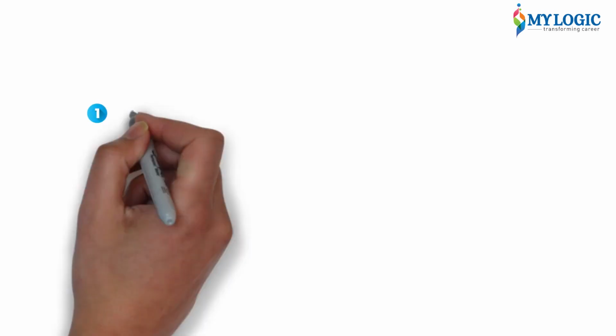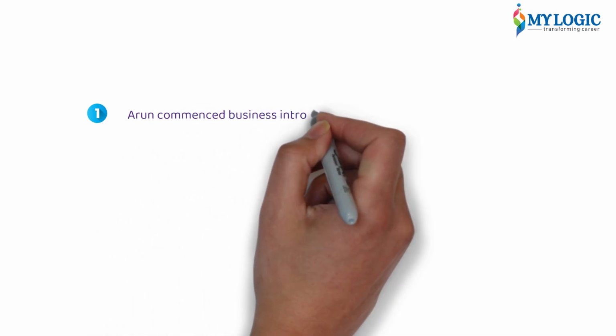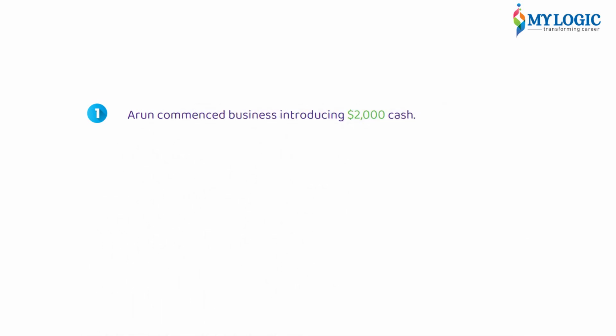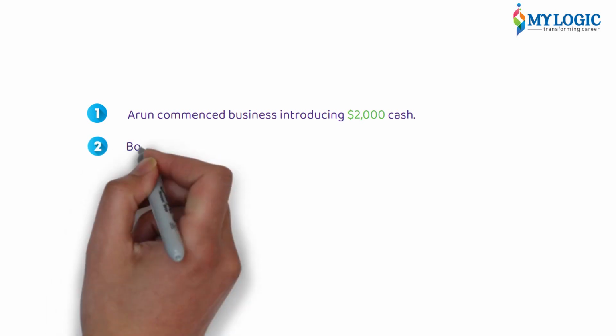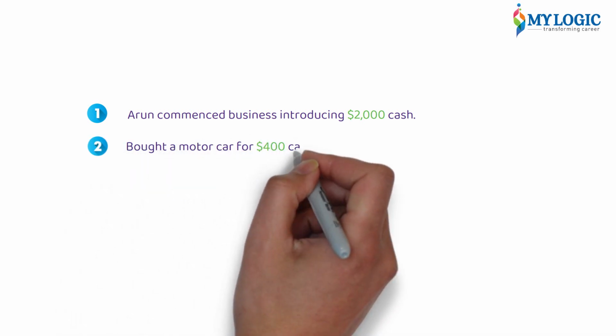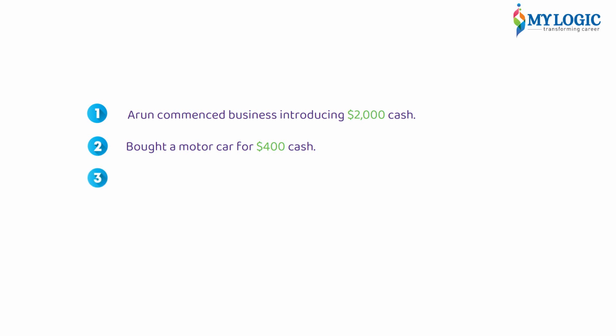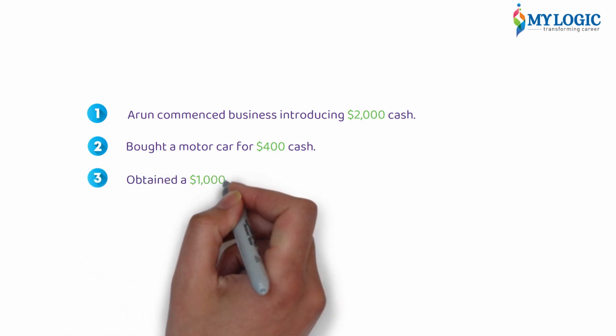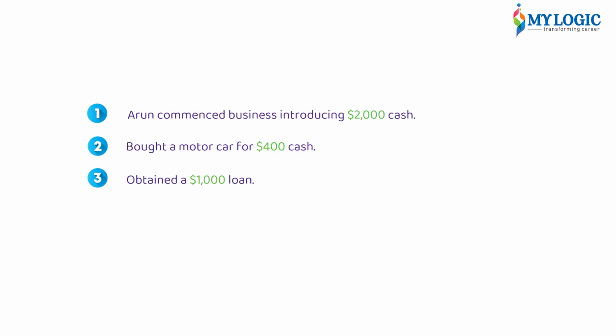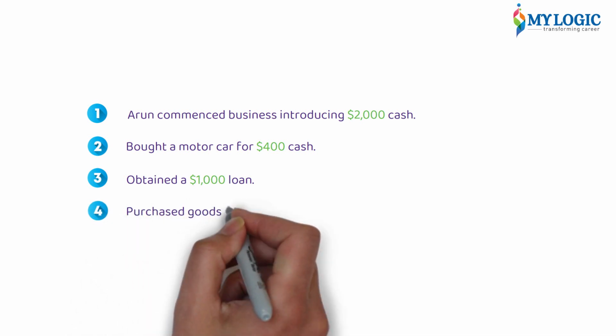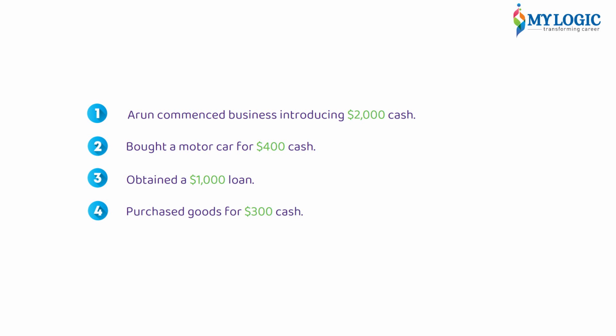Let us look into some transactions and discuss how they satisfy the accounting equation. Number 1. Aaron commenced business introducing $2,000 cash. Number 2. Bought a motor car for $400 cash. Number 3. Obtained a $1,000 loan. Number 4. Purchased goods for $300 cash. Position of the business at the end of each transaction is as follows.